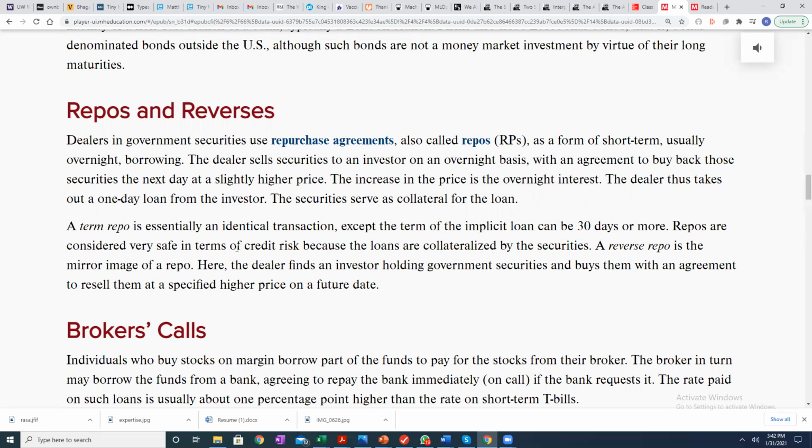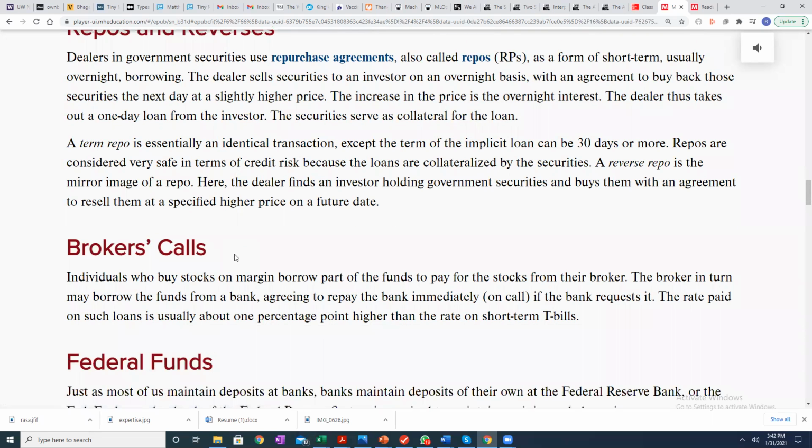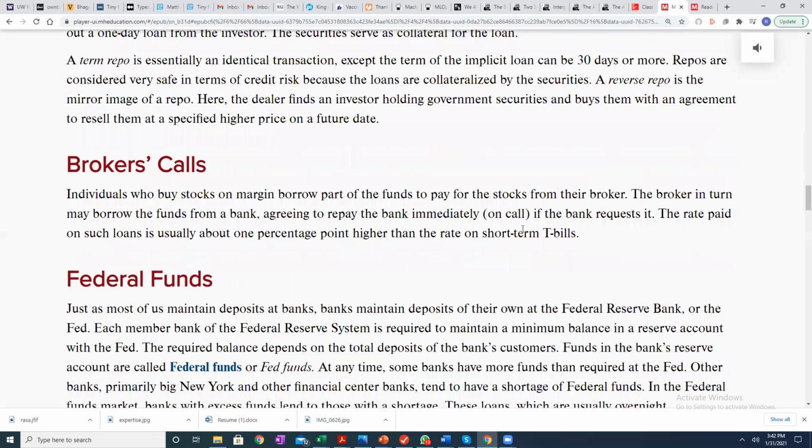The term repo is essentially an identical transaction, except the term of the implicit loan can be 30 days or more. Repos are considered very safe. A reverse repo is the mirror image of repo. The dealer finds an investor holding government securities and buys them with an agreement to resell at some higher price.